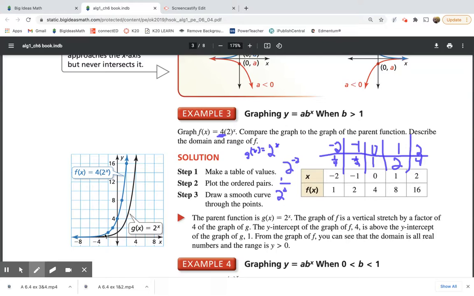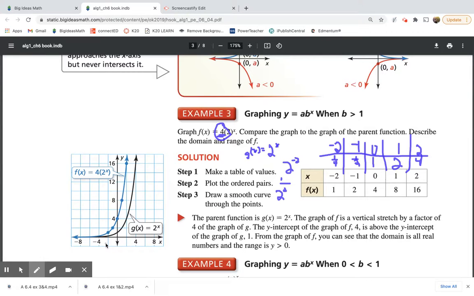Your new one, so we have the point negative 2, 1, negative 1, 2, 0, 4. Again, that's where the y-intercept should be because that's what A is. 1, 8, and 2, 16. So if you notice when we draw our line, it starts shooting up rapidly. That's what exponential means. It grows increasingly fast.